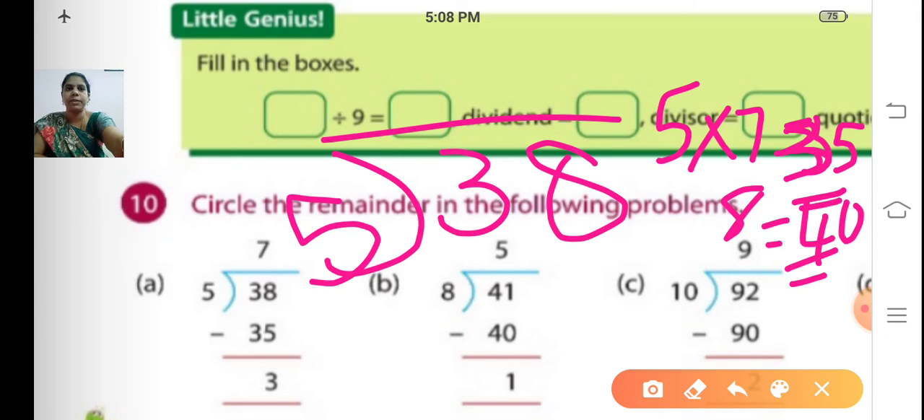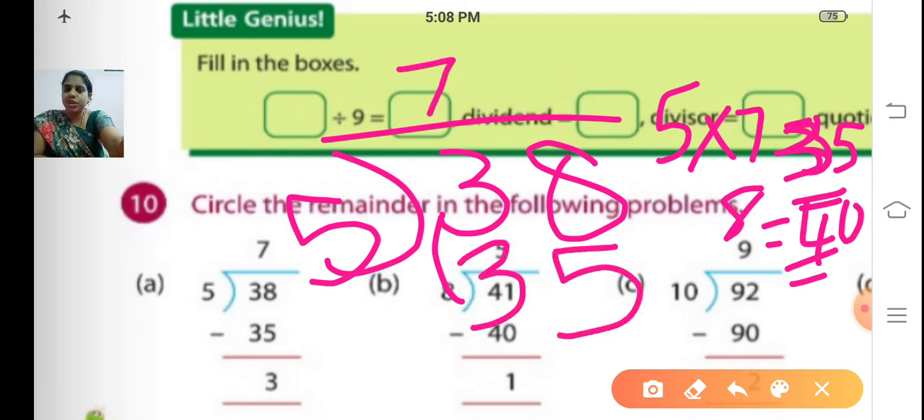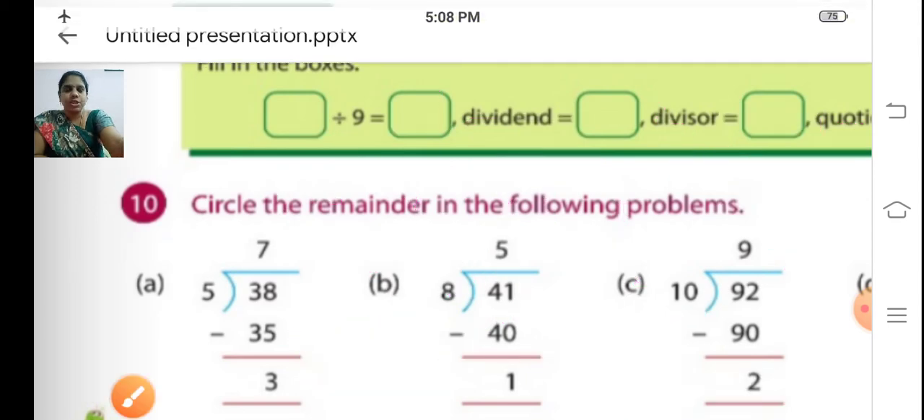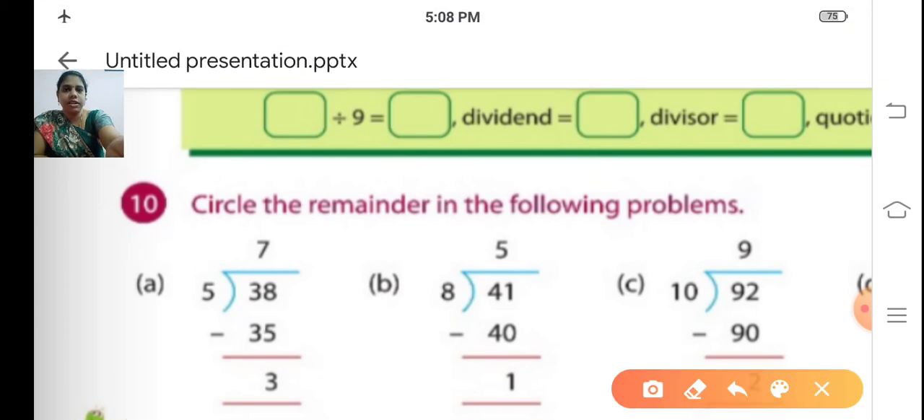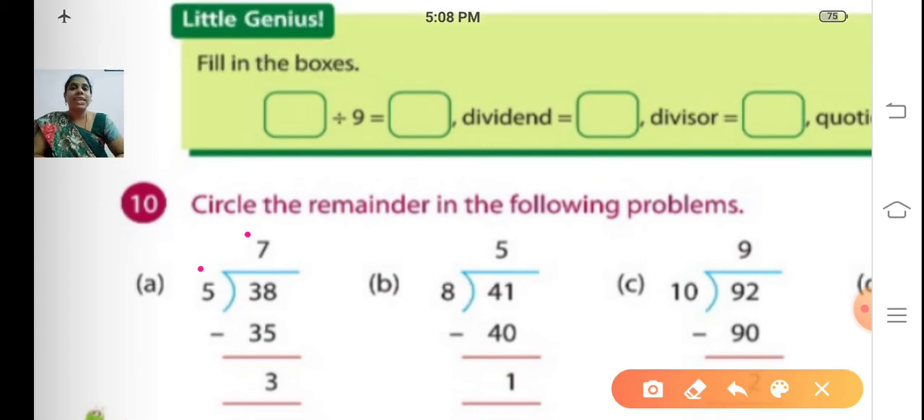We should not take the number that is more than this, right? So 5 7s are 35, that's what they have written. Now subtract, what number is left over? 3. Which is the remainder here? Yes, 3 is the remainder. Circle that remainder. So circle the number 3.